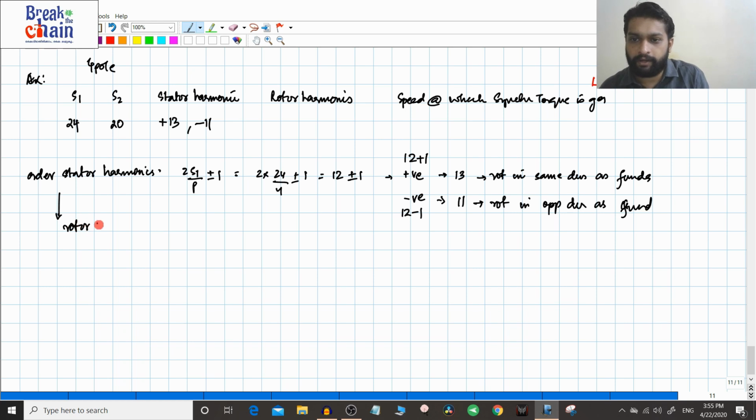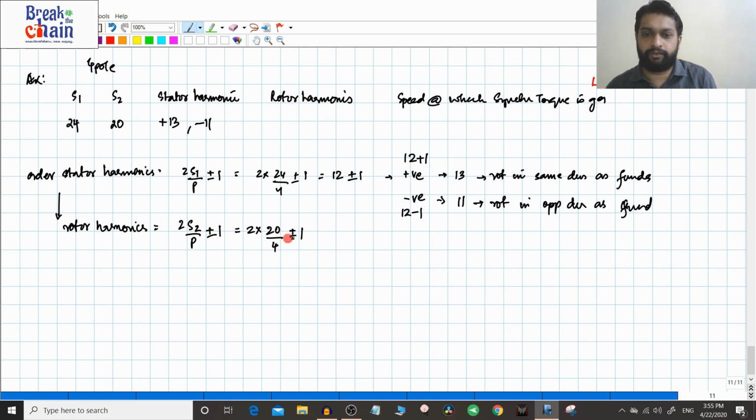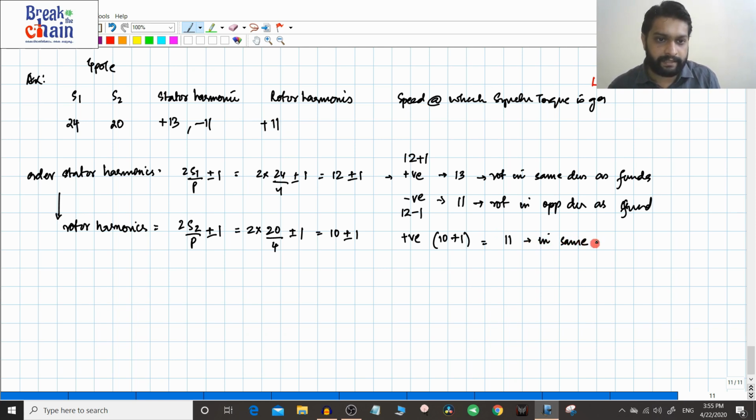Now we will find the order of the rotor harmonics, right? So this value will be 2 into S2 divided by P plus or minus 1. In this equation we can substitute S2 as 20. So 2 into 20 divided by 4 plus or minus 1, which is equal to 10 plus or minus 1, right? So you can take the positive value first. The positive is 10 plus 1, which is equal to 11. Because we have taken positive here, this 11th harmonic will be rotating in the same direction as the fundamental.